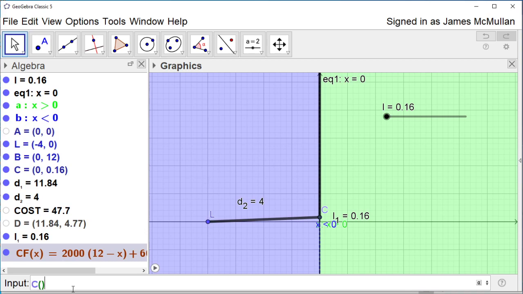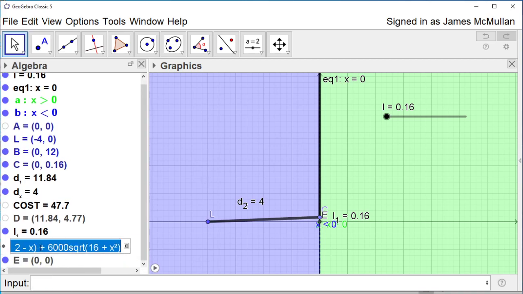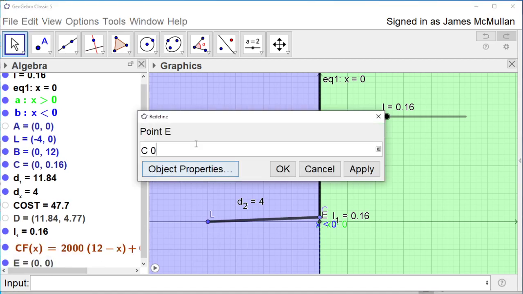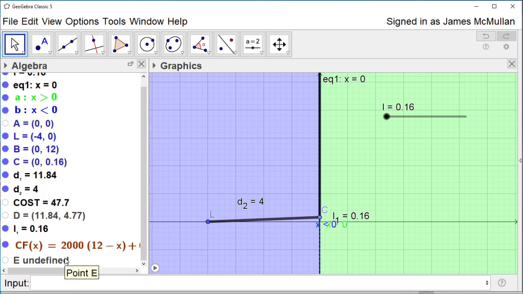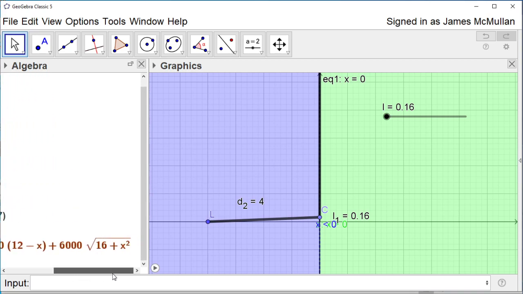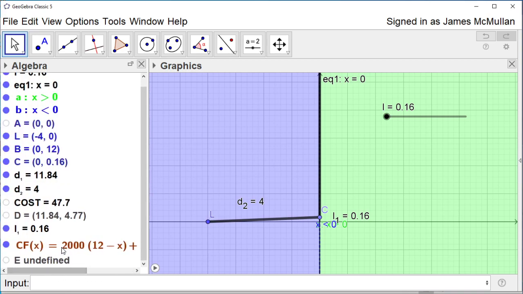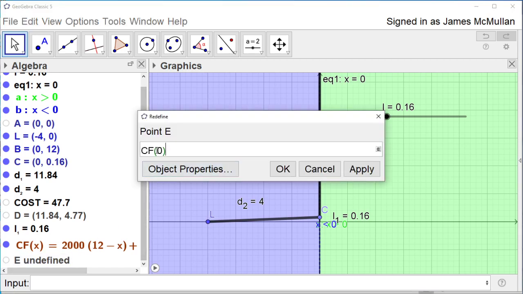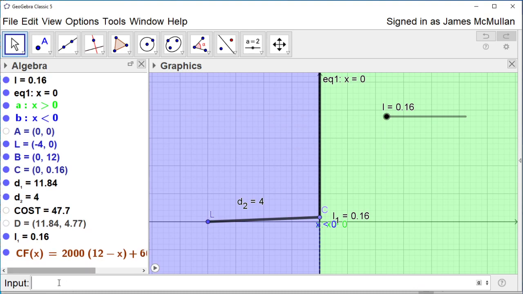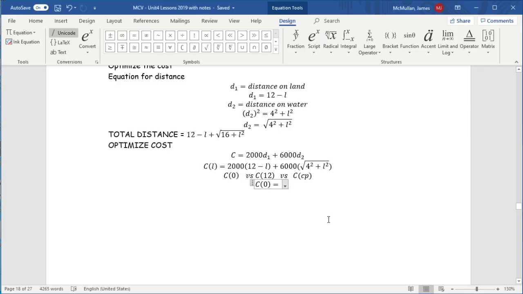If I type 0 into my cost function, CF of 0, it's actually undefined. That doesn't seem possible. Oh, I see, it's a point. Sorry. CF of 0, it's going to cost 48,000.